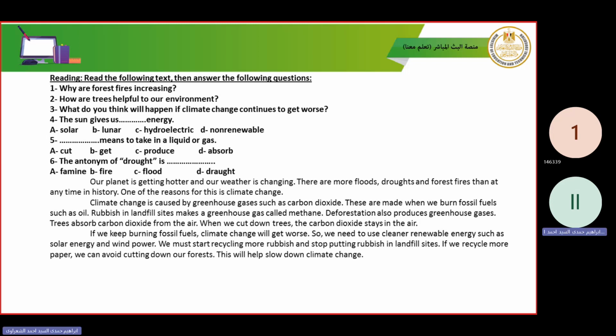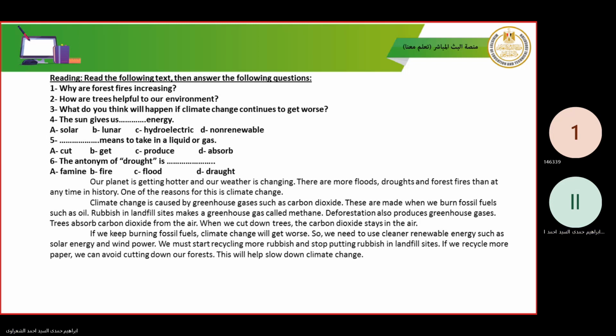Question number 1, why are forest fires increasing? Question number 2, how are trees helpful to our environment? Question number 3, what do you think will happen if climate change continues to get worse? Question number 4 is a multiple choice question. It says, the sun gives us blank energy: solar, lunar, hydroelectric, non-renewable. Question number 5, blank means to take in a liquid or gas: cut, get, produce, absorb. And question number 6, the antonym of drought is famine, fire, flood, draft.